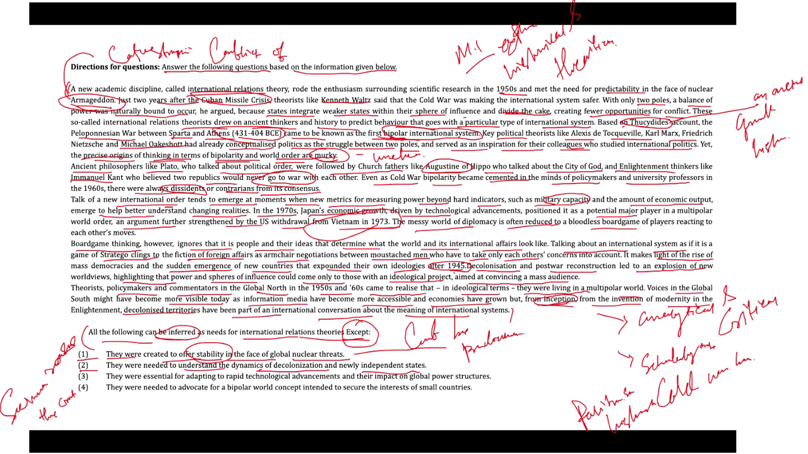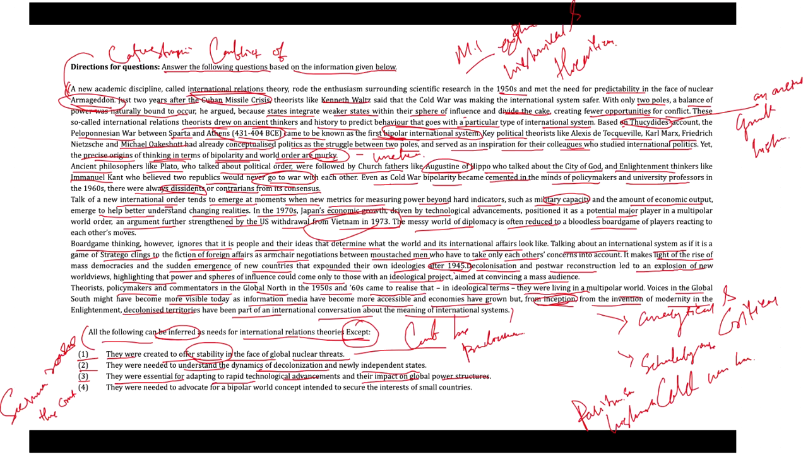Three, they were essential for adapting to rapid technological advancement and their impact on global power structures. Now, in that case, it is trying to say to adapt to rapid technological advancement and its impact on global power structures. So, the passage states that in the 1970s, technological advancements such as Japan's economic rise necessitated a new understanding of global dynamics.